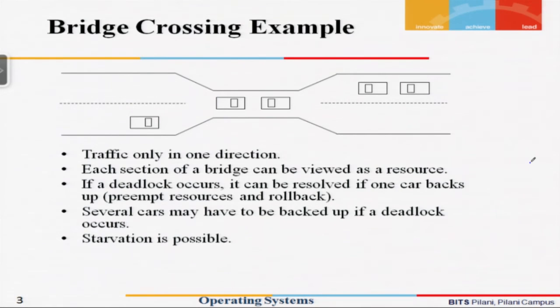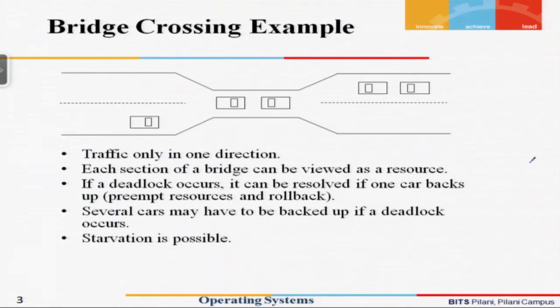Let us see the same thing with the help of another illustrative example. So we are saying that we have a road where there is going to be a number of vehicles. And then there is a bridge connecting these two roads.